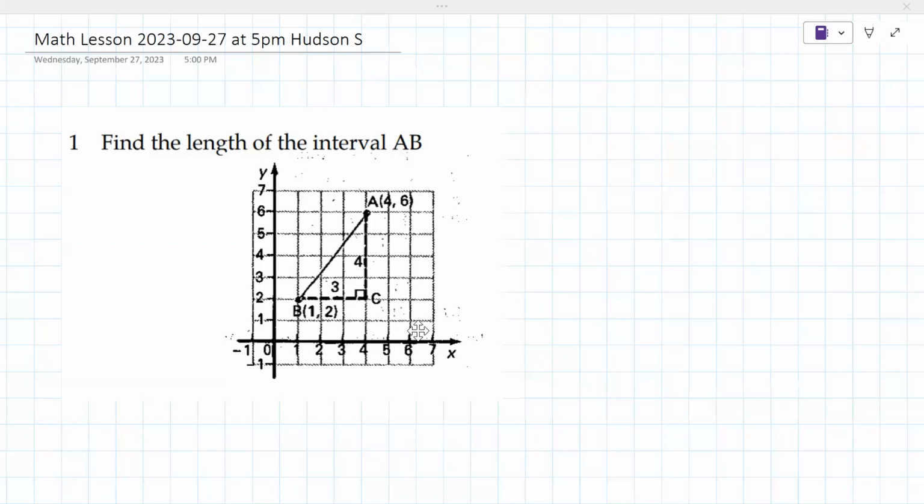All right, so here we go. Find the length of, I shouldn't say interval, but just line segment AB. We actually were doing this last time, interestingly. We did some distance formula problems last time.